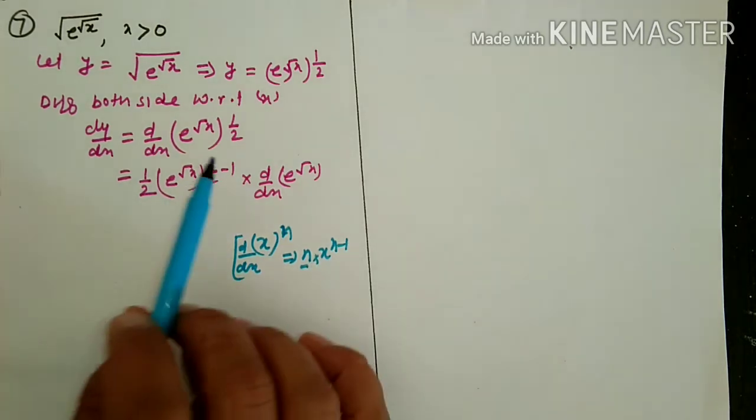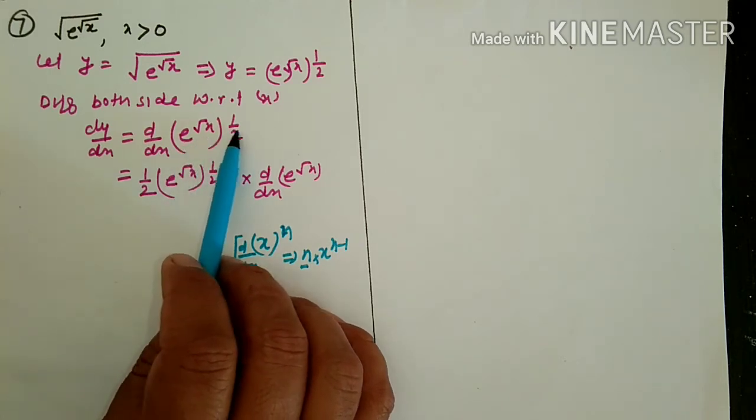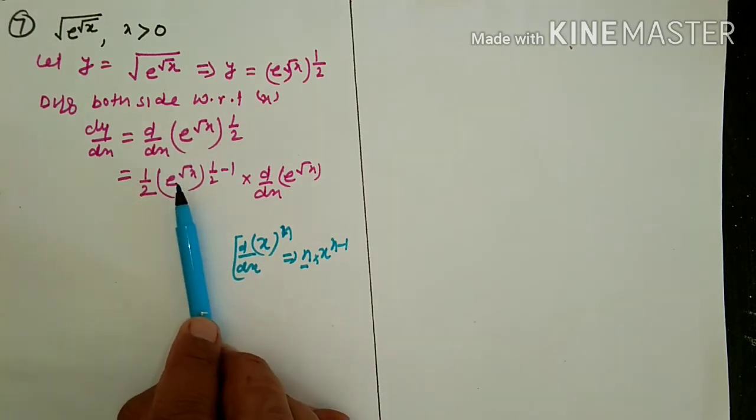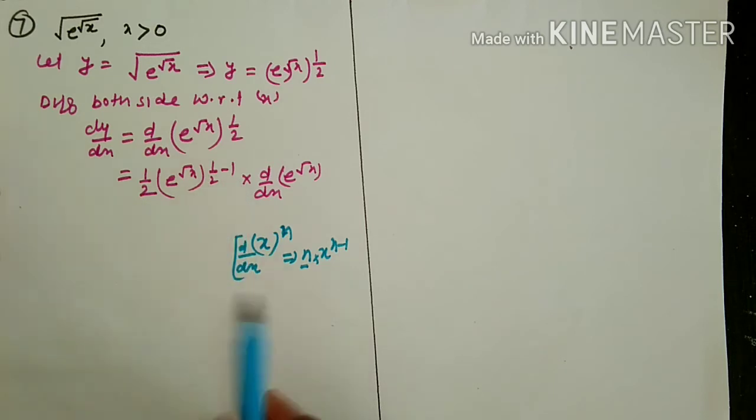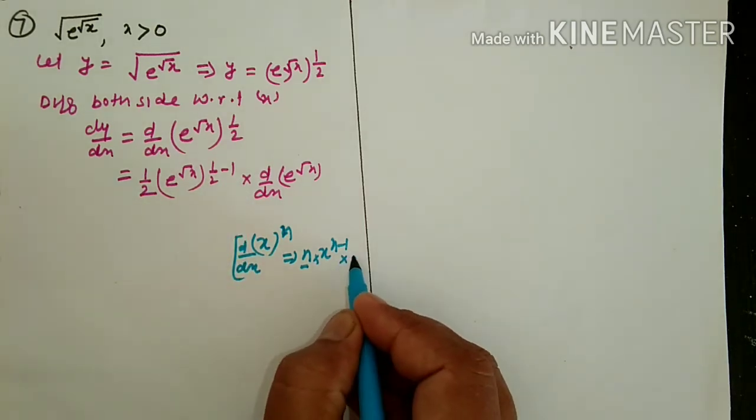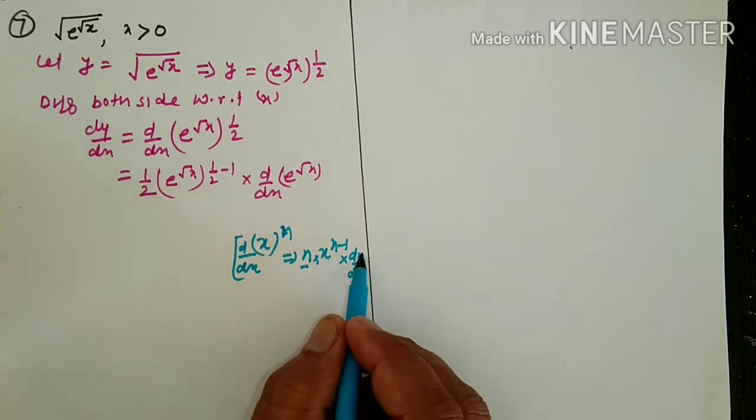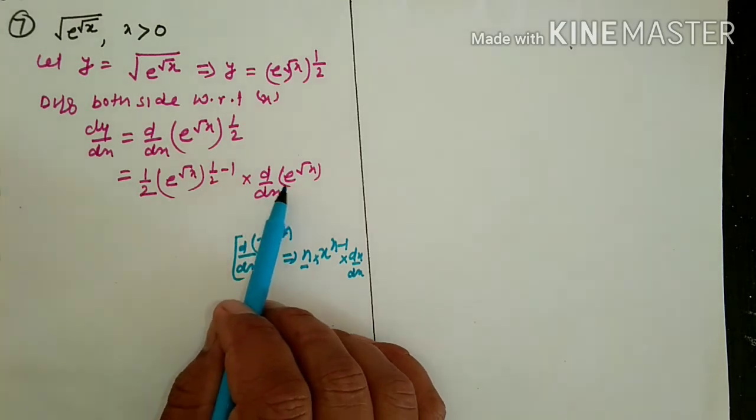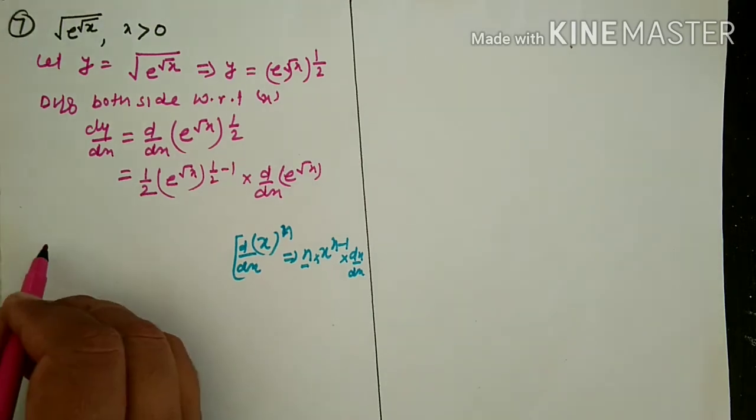Clear? So here also, see, root e to the power root x whole power is 1 upon 2. So it can be written as 1 upon 2 e to the power root x, 1 upon 2 minus 1, into again differentiation of x, d upon dx. So we know that differentiation of x is 1. So again differentiation of e to the power root x. Clear? Okay, in the next step we can understand it.